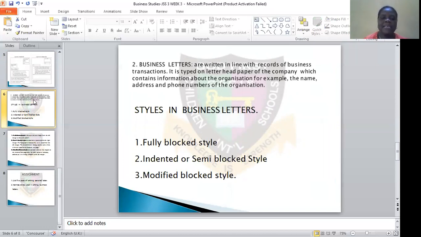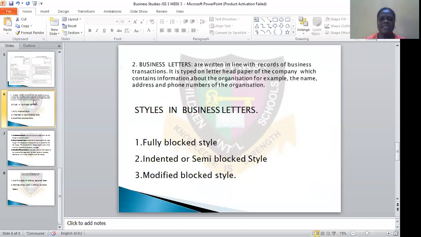The next type of letter that we're going to discuss is business letter. From the word business, it sounds formal. The business letter is a formal letter whereby you are addressing a letter on a business transaction. The letters are written on a letterhead paper of the company, and it contains the information about the company, such as the name of the company, the address where the company can be located, and the telephone number of the company, how you can reach the company.